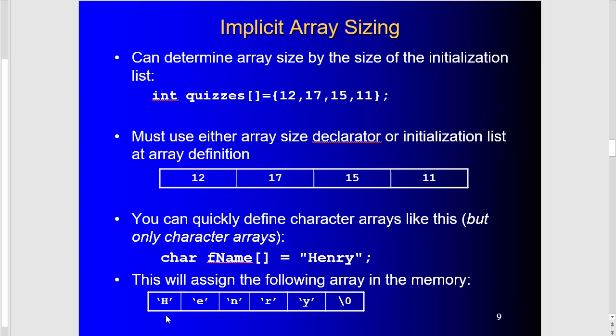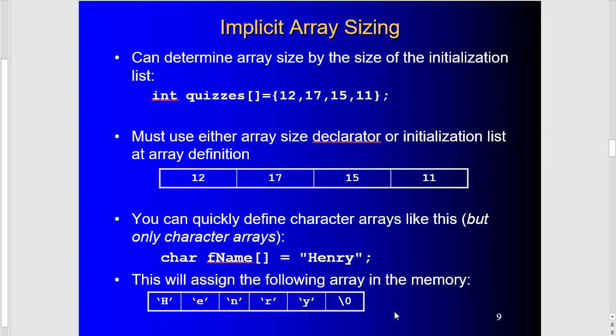So this is fname sub 0. The E is fname sub 1. This is fname sub 2, fname sub 3, fname sub 4, and notice that this null terminator is tacked on the end. Remember earlier in the semester when I said every string in C++ has this invisible null terminator tacked on the end? Well, that is what you see here in the array.